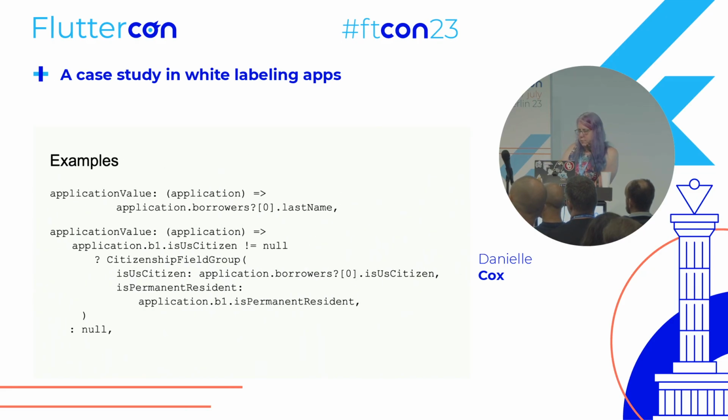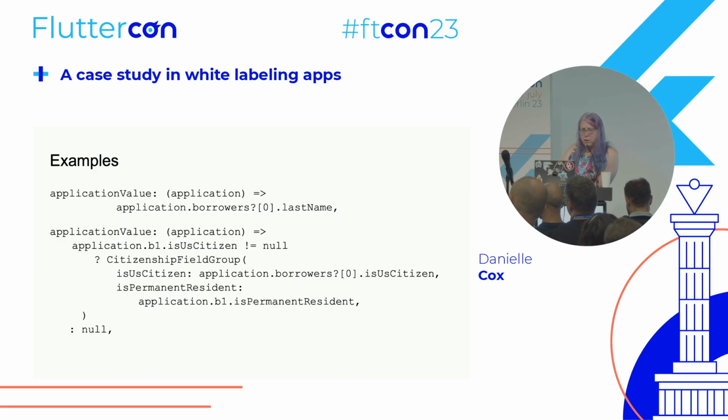Let's give a couple of examples here. That top example would be for my primary borrower's last name. Well, it's very simple: that object exists in my state, so I can just copy that string over. No big deal. The second one's the more complex example.